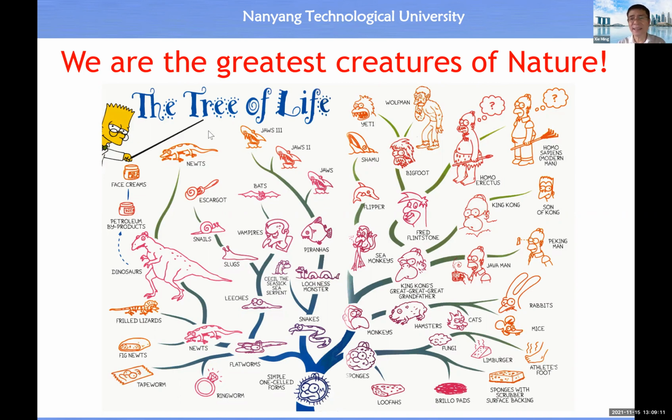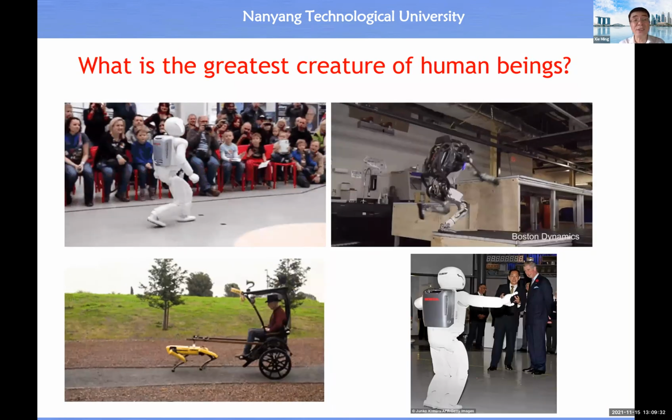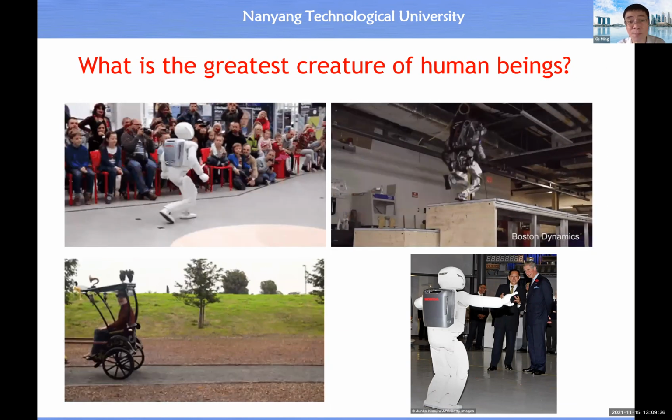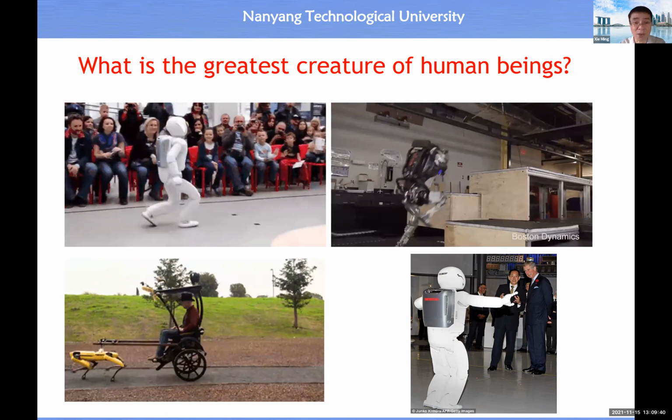So it means all forms of life on earth belong to the same family. Okay, and here you can see where we are. So we are here, together with other forms of life. So you see our family is very big. All right, then you may ask this question: what should be the greatest creature of a human being? The answer will be robot.